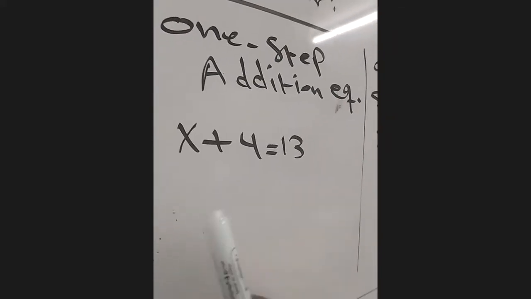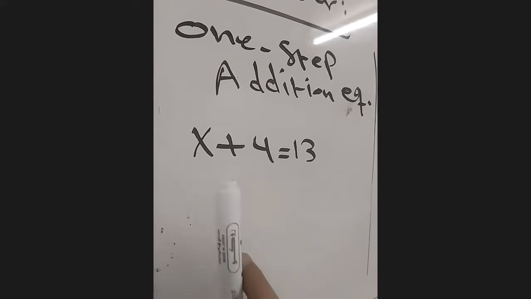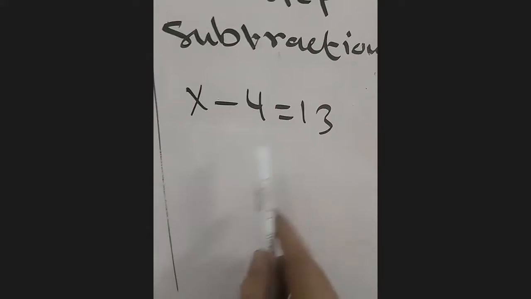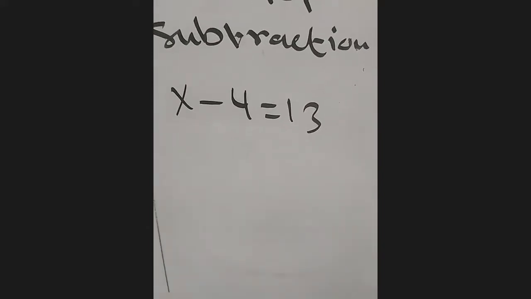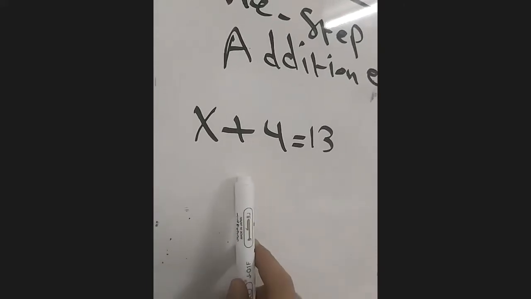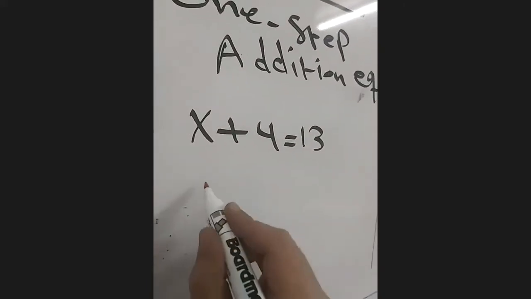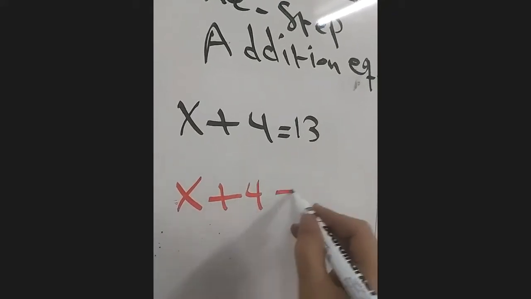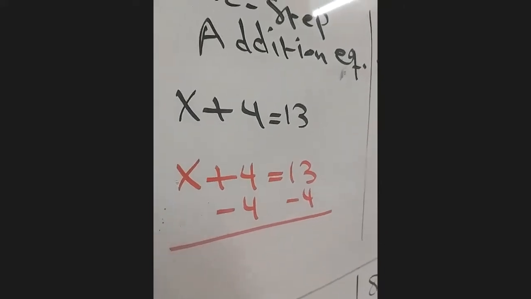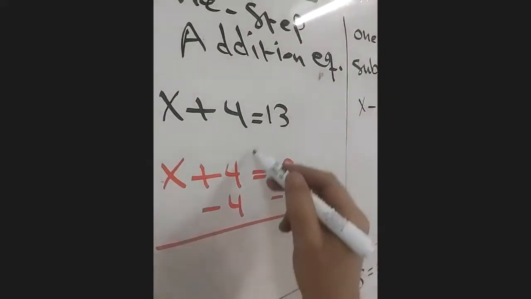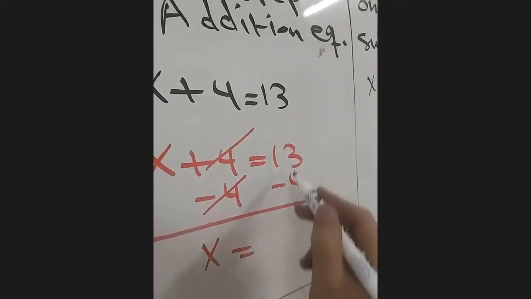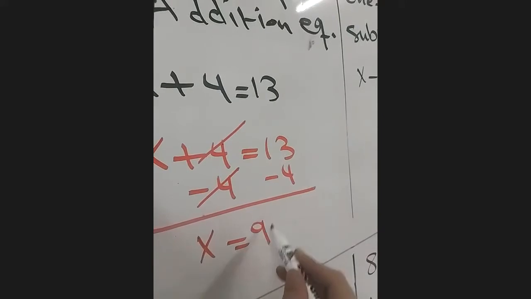And we said that in the addition, we subtract the connected number in both sides. And in the subtraction, we add the connected number in both sides. Here, the connected number is 4. So we will subtract the connected number in both sides. I will rewrite the equation and subtract the connected number in both sides like this. Now, plus 4 minus 4, they are gone, 0. X equals 13 minus 4, which is 9.